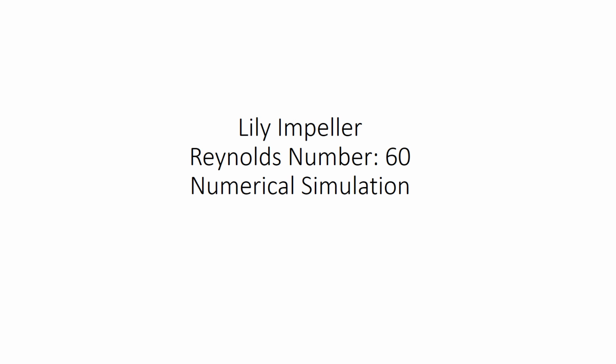We will now look at the Lily Impeller in a numerical simulation with a Reynolds number of 60. Note that there is much less backflow as compared to the numerical simulation with a Reynolds number of 12.